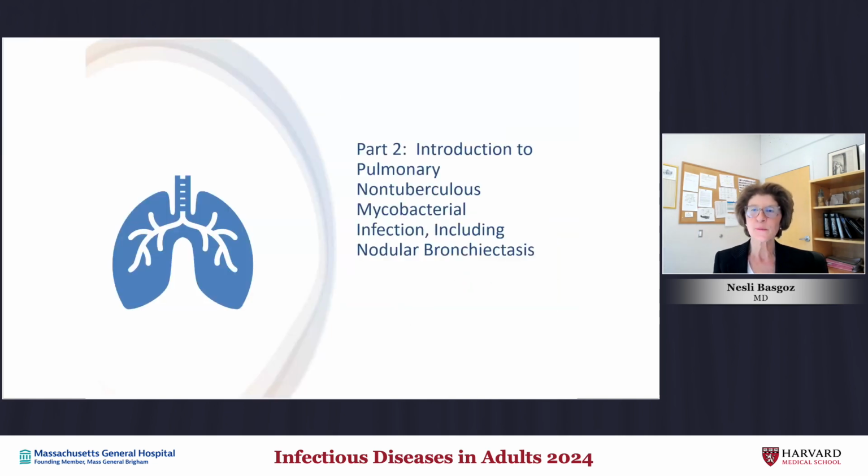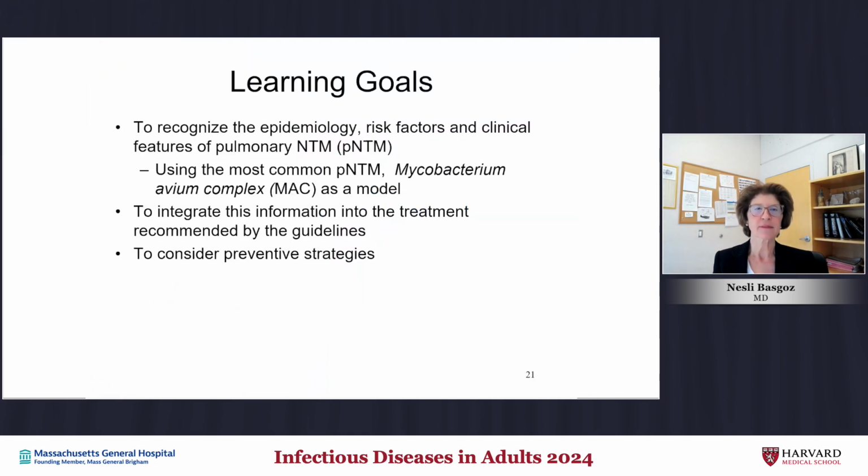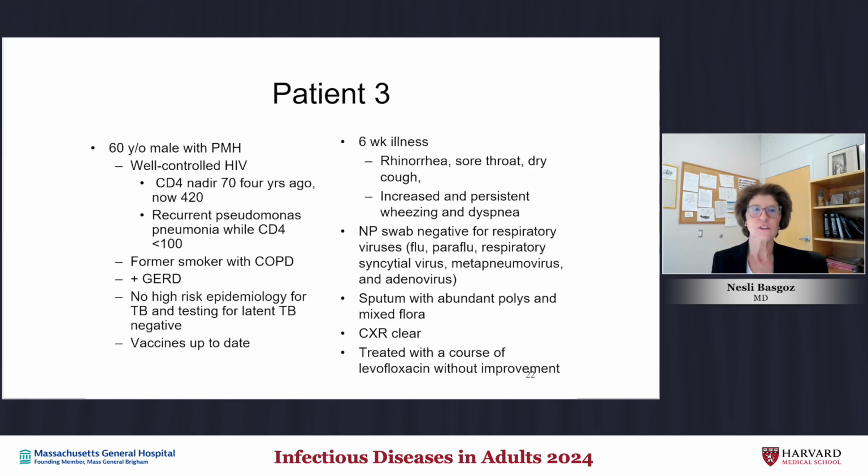I'll move on now to the second part of my talk, which is an introduction to pulmonary non-tuberculous mycobacterial infection, also called NTM, including nodular bronchiectasis. The learning goals for this section are to recognize the epidemiology, risk factors, and clinical features of pulmonary NTM, abbreviated as shown. And we'll use the most common NTM, Mycobacterium avium complex, or MAC, as a model, which is mainly what the guidelines do. To integrate this information into the treatment recommended by the guidelines and to consider preventive strategies.